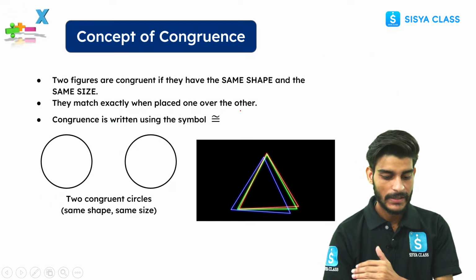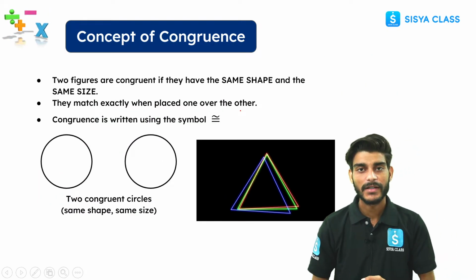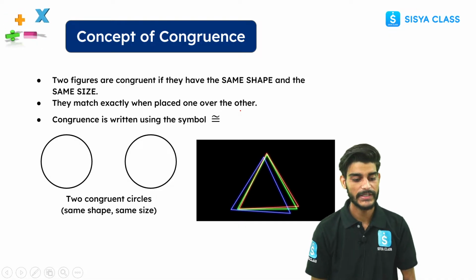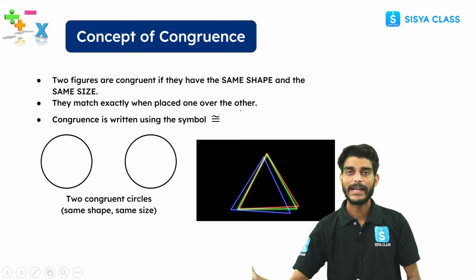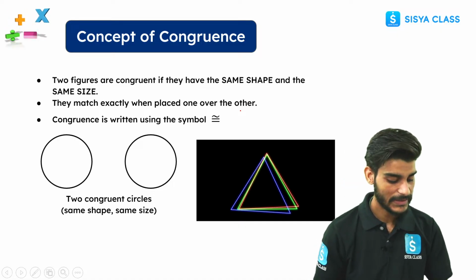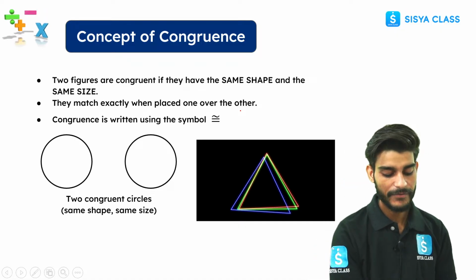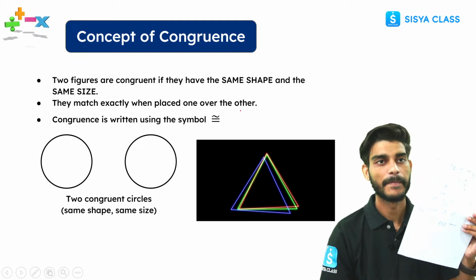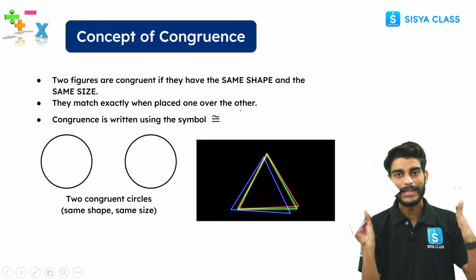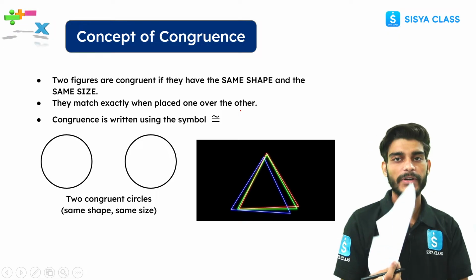Okay. Now the next concept is the concept of congruence. What is the meaning of congruence, sir? When we say that 2 shapes or 2 figures are congruent. Suppose I have 2 pages in my hand, right? These are the 2 pages. So are the 2 pages congruent? Yes or no?